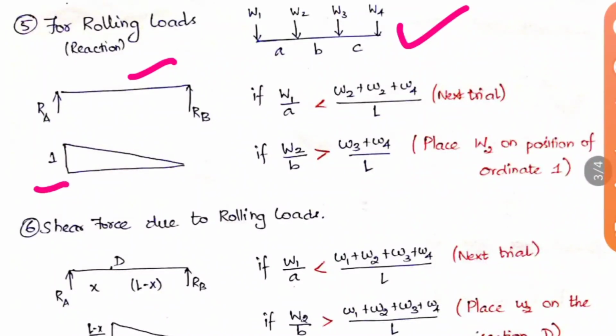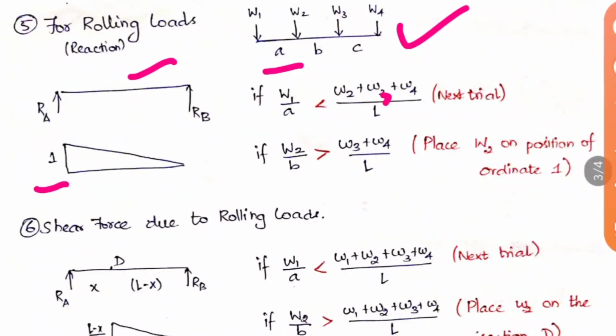Okay, so now the next step you should do is calculate these values, W1 by A and W2 plus W3, here it is W3 plus W4 by L. L is nothing but the span of the whole beam, and A is the span between W1 and W2. So when this is lesser than this value, it means that you should not place W1 at the point of A.